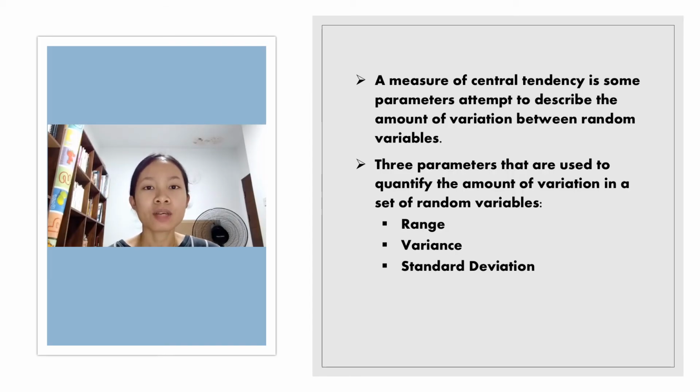Hi, my name is Shevila Diana Anna Ansariban and I want to present my part, which is measure of variation. Measures of variation are parameters that describe the amount of variation between random variables. Three parameters are used to quantify the amount of variation in a set of random variables: range, variance, and standard deviation.